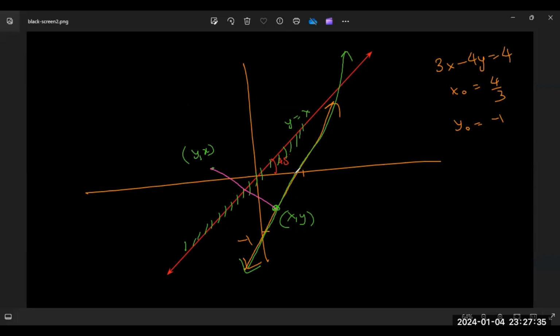So if I chose this point, when it is reflected, it will come here. Let's say I chose this point. It is on the intersection between the line and the mirror line, so it will stay there. So if I join that, this will now be my reflected line.